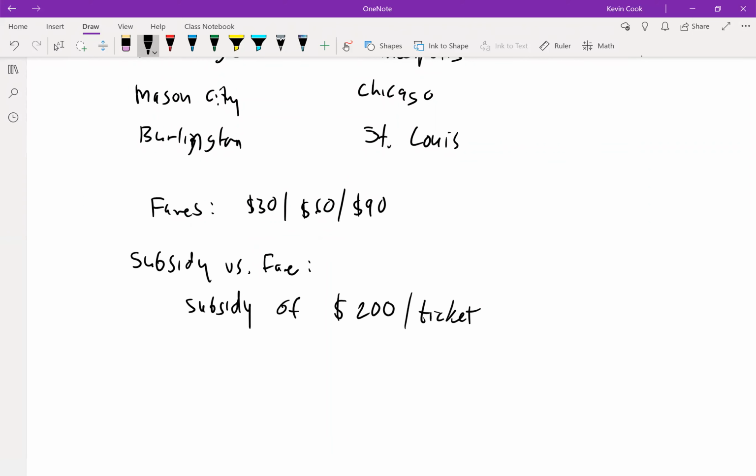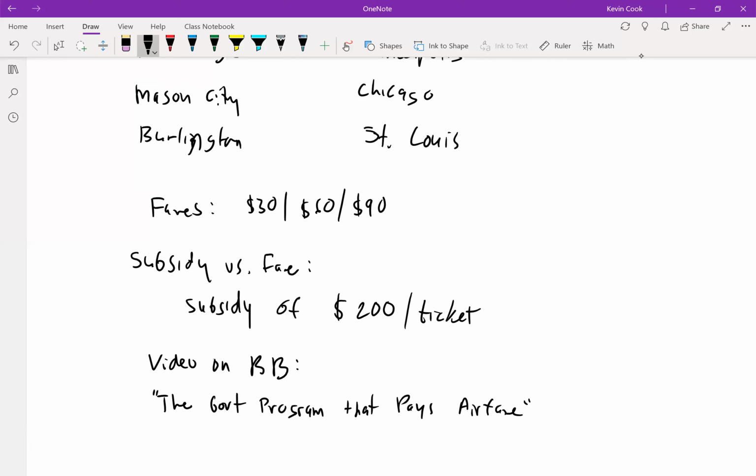If you're interested in looking into this a little more, there's a video on Blackboard, and it's titled something along the lines of the government program that pays your airfare. There's a link in Blackboard, and when I upload this, I'll throw a link to that video in the YouTube description. But there's that for you.